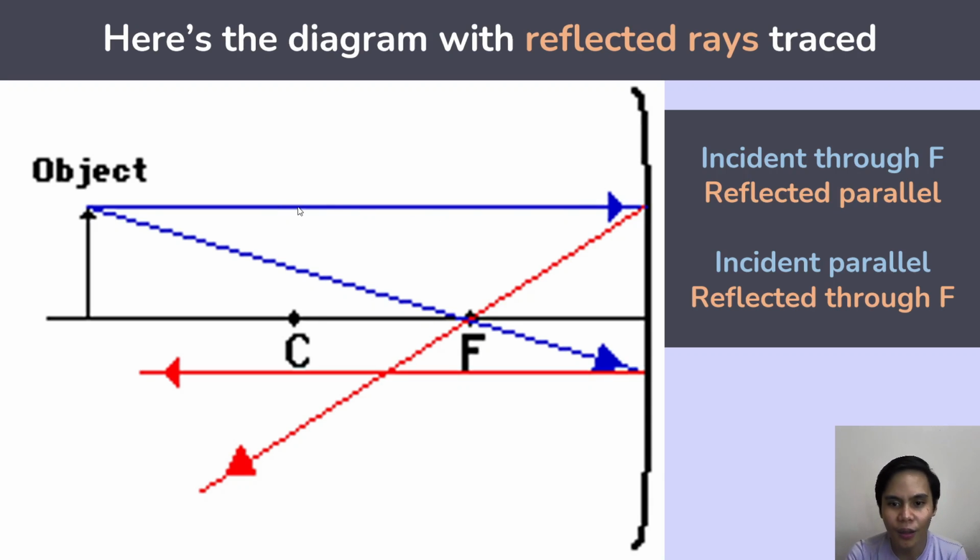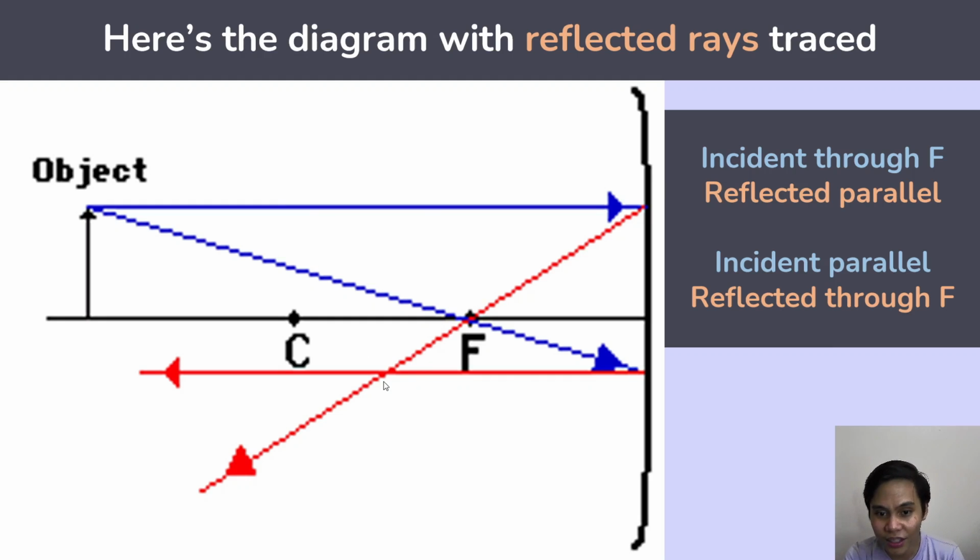Next, once you trace the reflected rays, again, based on the two new rules of concave mirrors, if your incident ray goes through the focus, then your reflected ray will become parallel. On the other hand, if your incident ray is parallel and it hits the mirror, then it will be reflected and go through the focus. Again, this is for concave mirrors, or mirrors that look like spoons. So it's just flipping. Parallel will go through the focus, and things that go through the focus will become parallel.